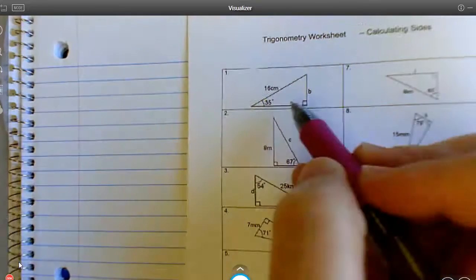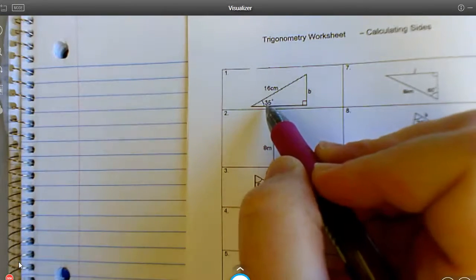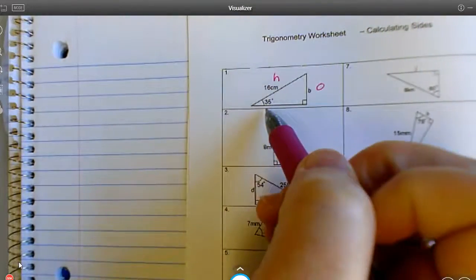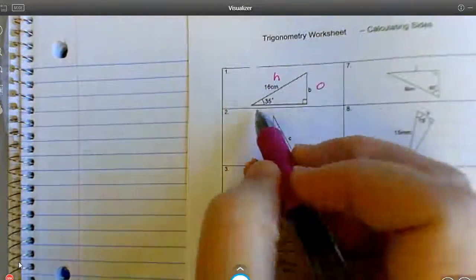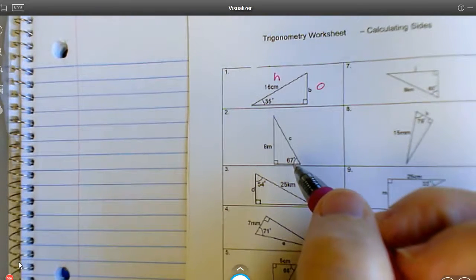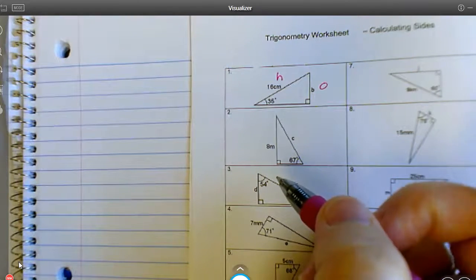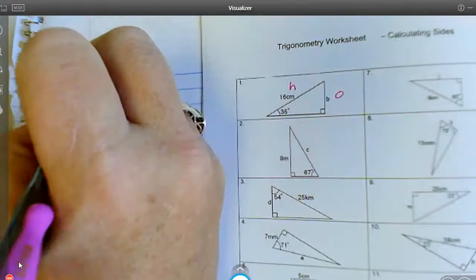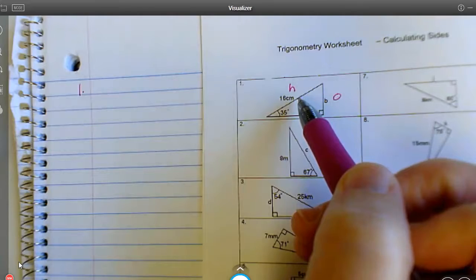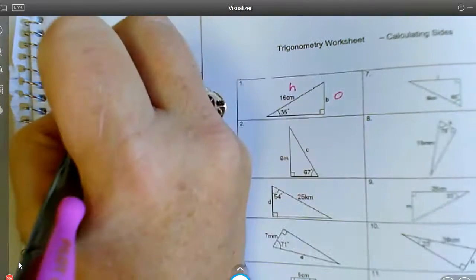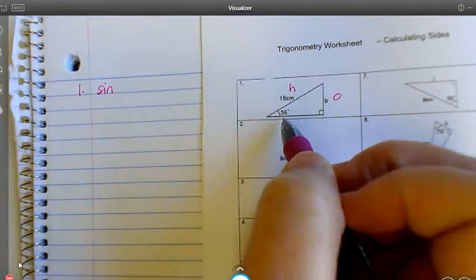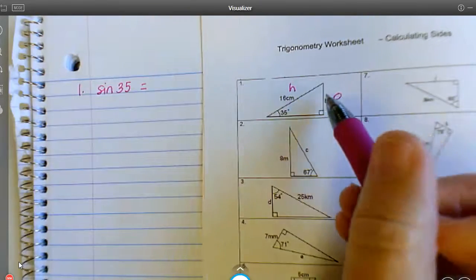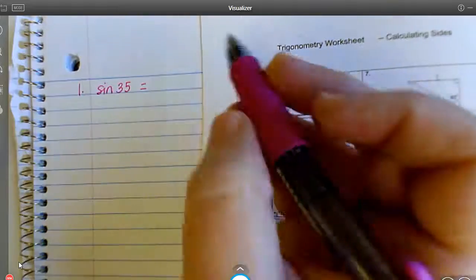First thing I'm going to do is label my triangle. So if this is 35, this is O, and this is H. I don't have this side down here, and there's nothing on that side, so I don't want to worry about it. I only want to worry about the side I want and the side that's given. Since O and H are what I'm interested in, O and H represent sine. Do you agree? So I want to take the sine of the angle that's given, which is 35, and set it equal to O over H, B over 16.